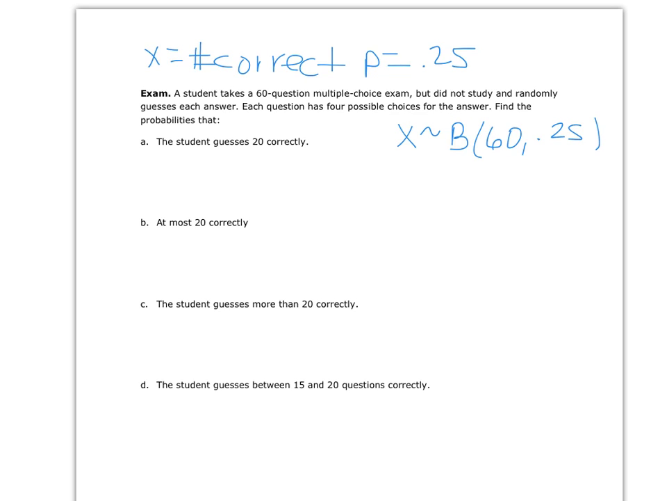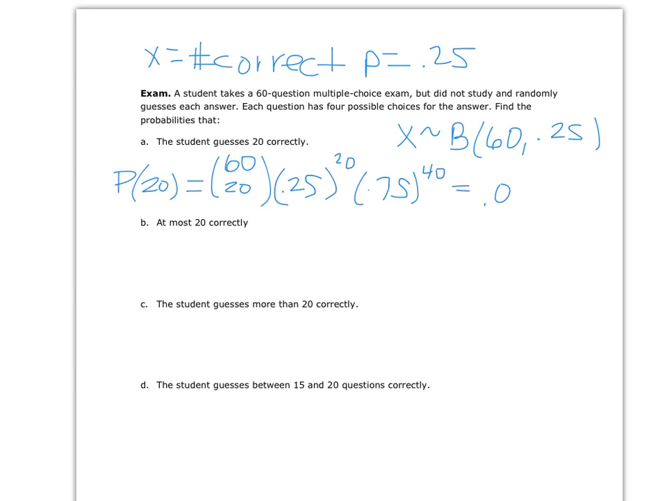So using the online calculator, we want the probability that the student guesses 20 correctly. Actually, we could also use the formula as well. In fact, let's do that. All right, plugging those values in, we're going to have the combinations of 60 choosing 20, probability of success with exponent of 20, and then probability of failure, 0.75, with exponent of 40. That probability, rounding to 4 decimal places, is 0.0383.